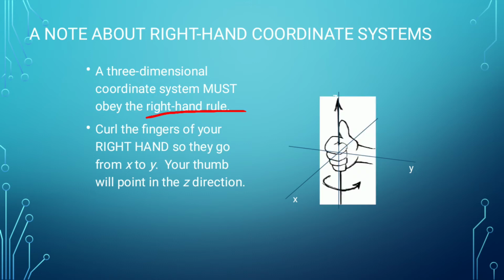So this is curling the fingers of the right hand. Curling the fingers of the right hand means you have to fold your hand like this. We used to say it is thumbs up, right? So likewise we have to keep our hand like this. By curling the fingers of your right hand, they go from X to Y.